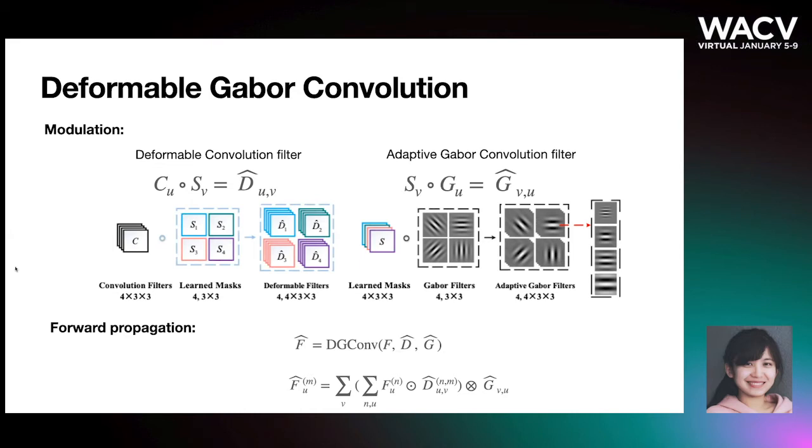In this manner, we combine deformable features and Gabor features to enhance representative ability. The new module is lightweight and can easily be implemented with a small number of additional parameters.